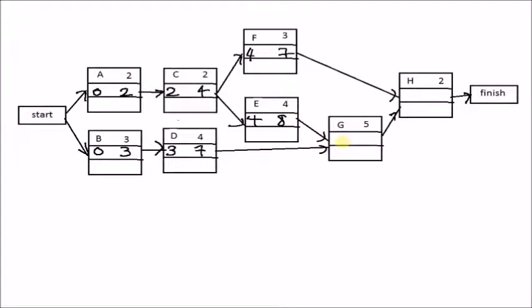For activity G, we can either start at 8 or 7. So which value do we start G? To answer this question, I discuss another example.